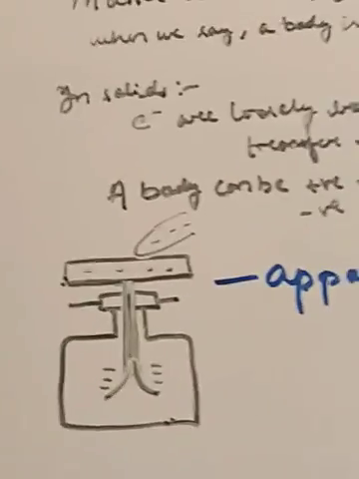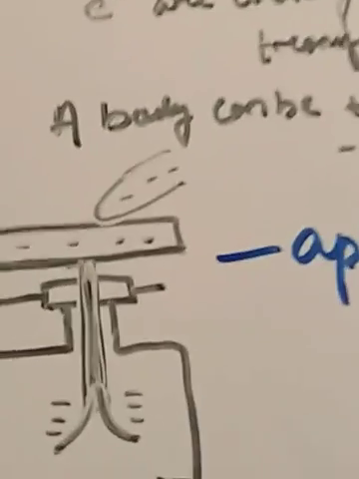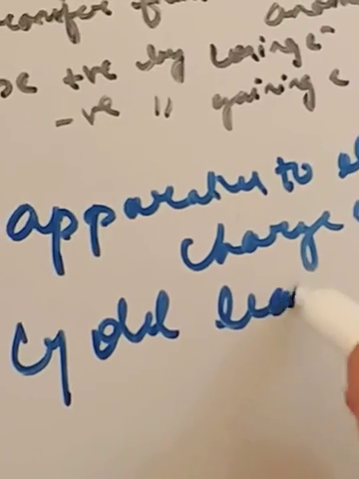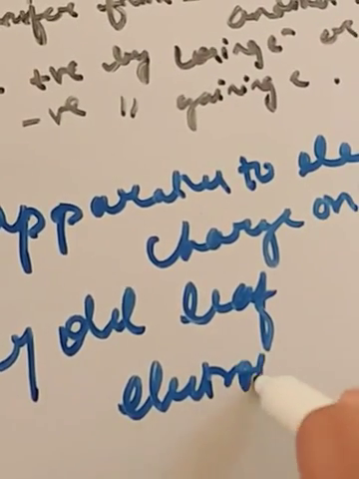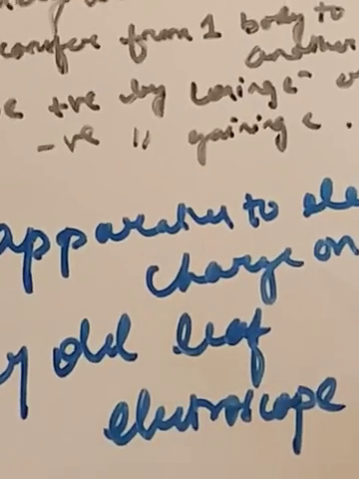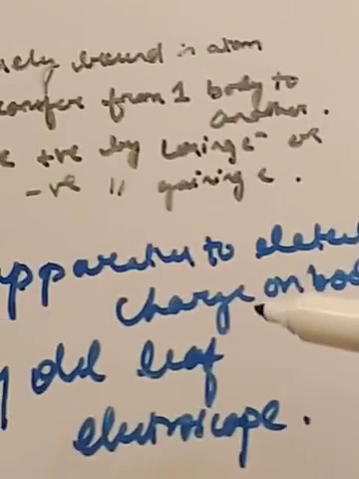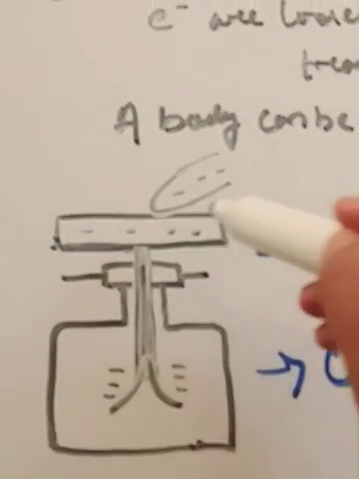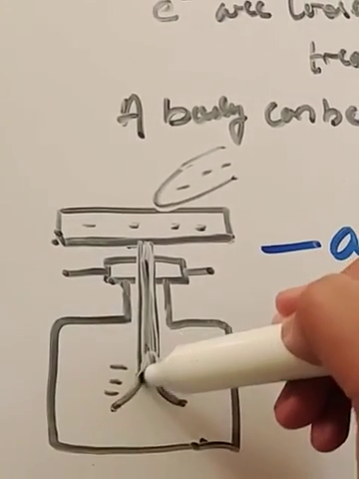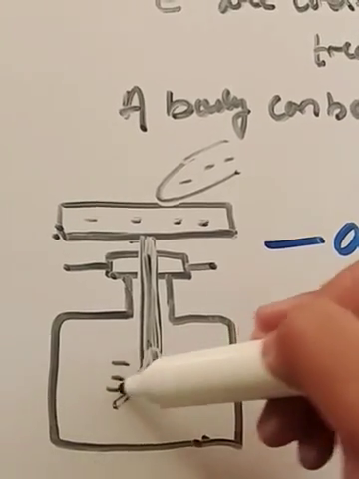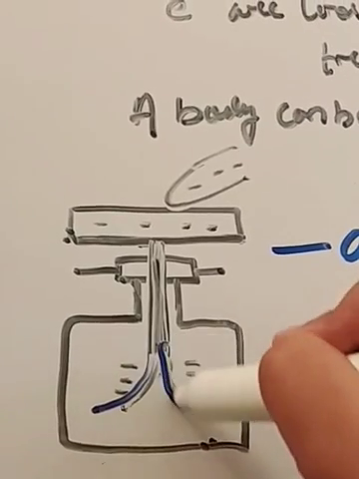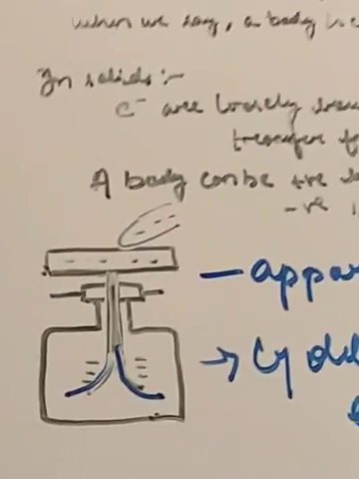Now, an apparatus to detect the charge on a body is known as a gold leaf electroscope. Gold leaf electroscope, apparatus to detect charge on a body. Here the negatively charged body strikes here. Here it becomes negative and the charge flows through the gold leaves. As this becomes negatively and this becomes positively charged, because of repulsion the leaves diverge more. Okay, in this way it happens.